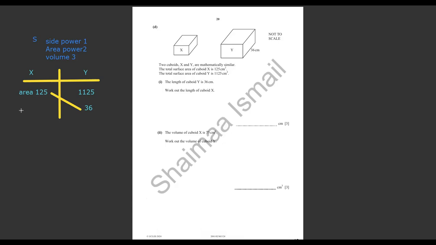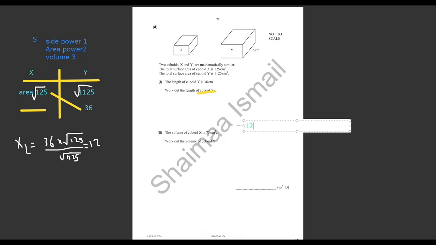So if you need to get the length of X, we just make 36 multiplied by 1 to 5 dividing by 1 to 5. Cross multiplication. So the X length here would be equal to 36. Don't forget to apply the root for 1 to 5 because it's area. We have to get the square root. Dividing by the root of 1 to 5 will give you a final answer of 12. So the length here is equal to 12.